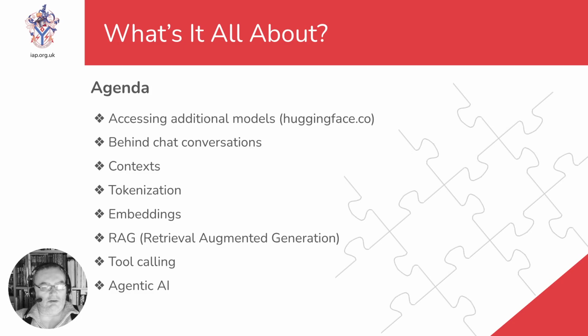Specifically, these are the topics we are going to cover. We will start by looking at how to access additional models for use with Ollama. We will then look behind the curtain at prompting models, chat conversations, chat history, RAG and tool calling. Along the way, we'll take a look at model contexts, tokens and embedding vectors to complete our understanding. Finally, we will bring everything together in a very brief discussion of agentic AI.